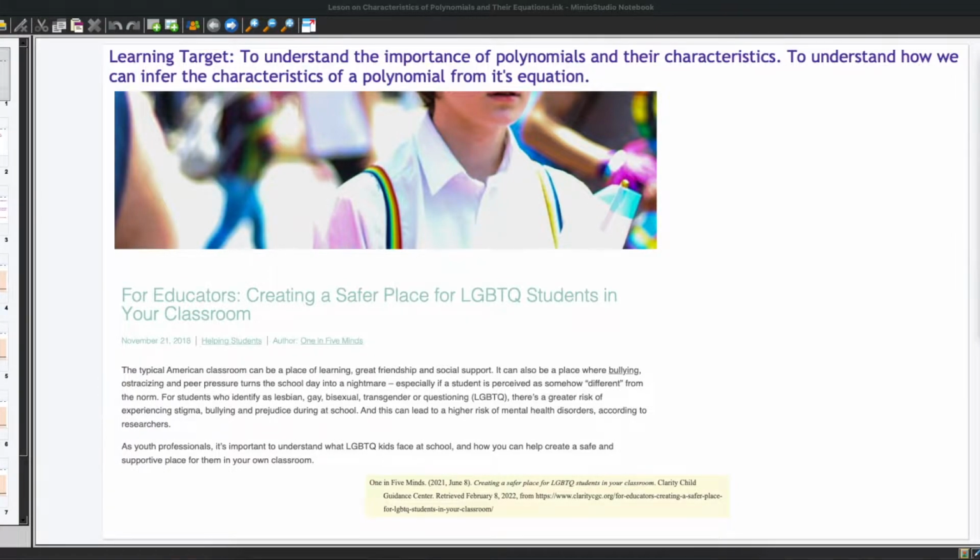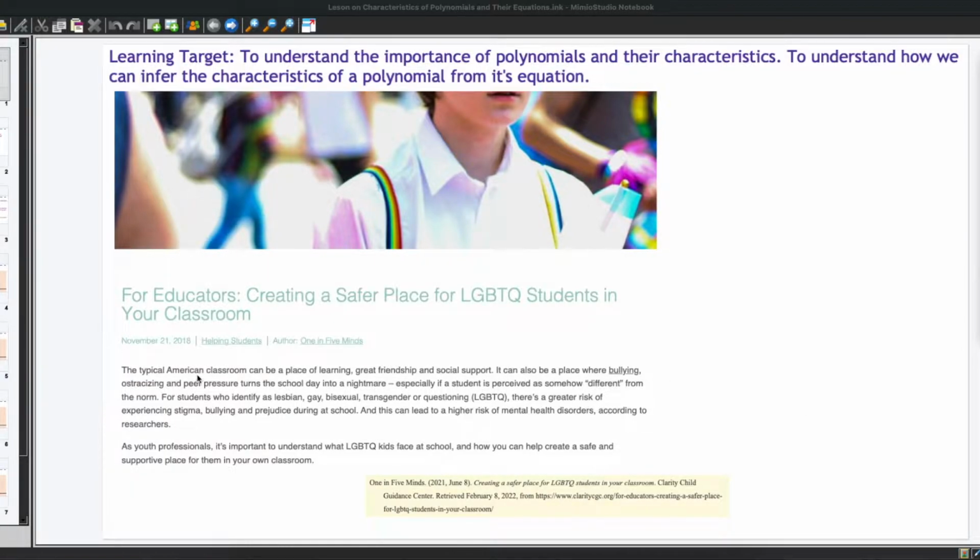There is obviously an algebraic origin to polynomials as well, but here we're going to focus more on why we would be interested in understanding the characteristics of polynomials from a modeling standpoint, okay? So what I ended up finding was an article that talked about educators creating a safer place for LGBTQ students in their classroom. And I have a link to the article there if you want to go ahead and check it out. But what I found in the article was a couple of interesting graphs, and that's where I want to show you how, if we understood what polynomials are modeling, we could help answer some questions.